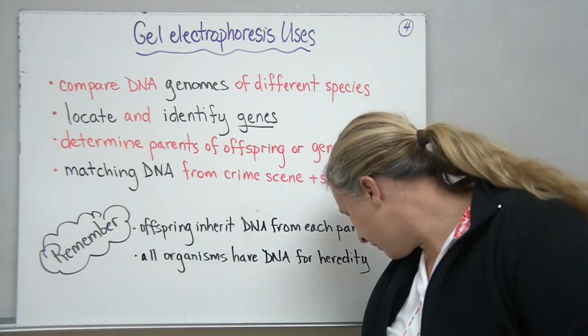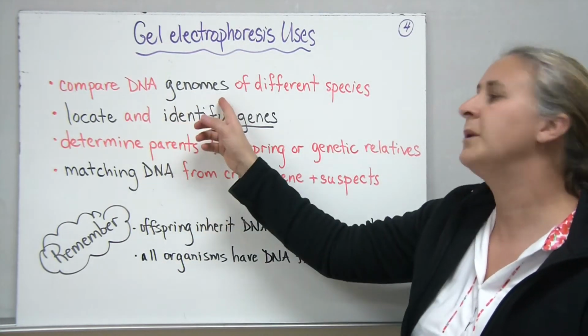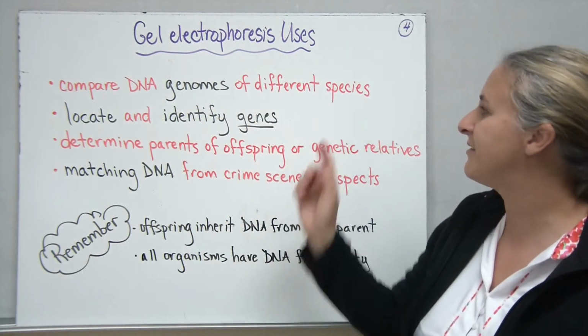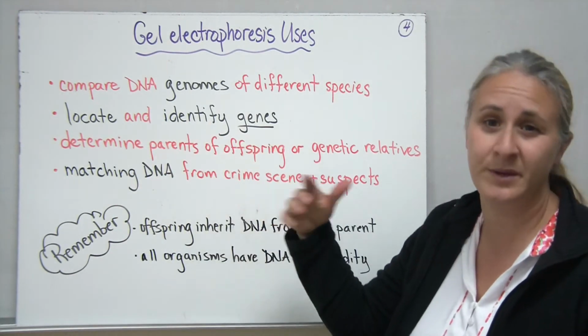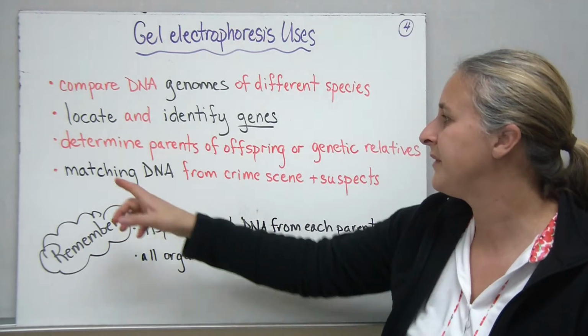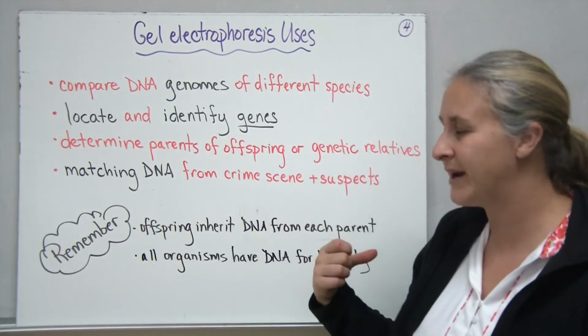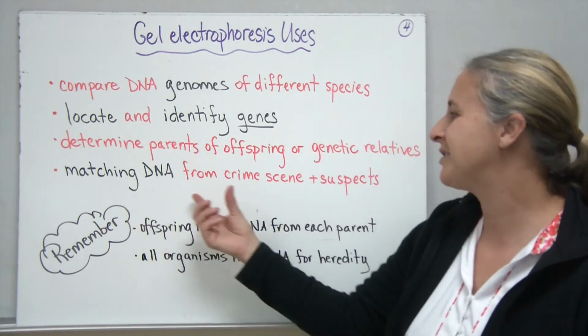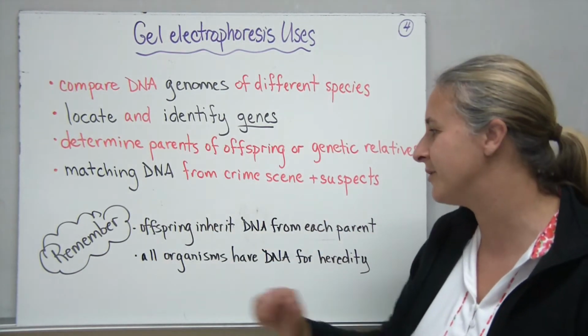So what can we use it for, though? Well, we can use gel electrophoresis for lots of things. We can compare DNA genomes of different species. We can locate and identify different genes. Maybe I want to find the gene for hair color. Determine the parents of offspring or genetic relatives. We're going to talk about how that can be done in a second. Or matching DNA from a crime scene to suspects. We'll talk about that example too.